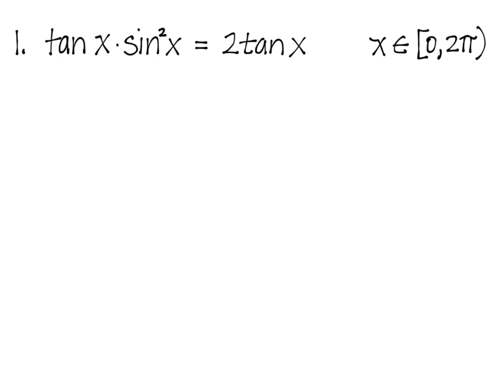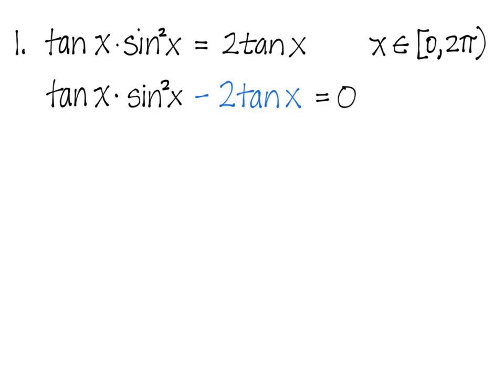Let's start with this problem here. And we do note that the answers are only in one revolution of a circle, 0 to 2 pi, not including 2 pi. Step number 1 would be to set this equal to 0 using addition or subtraction. So we're going to subtract 2 tangent of x.